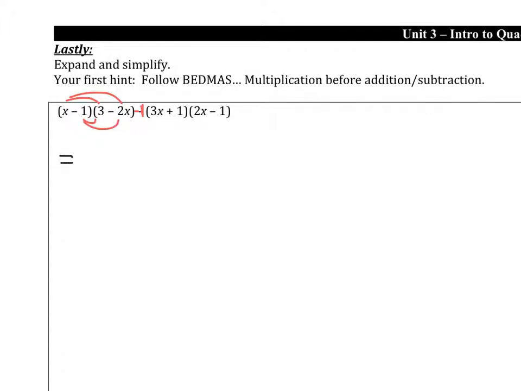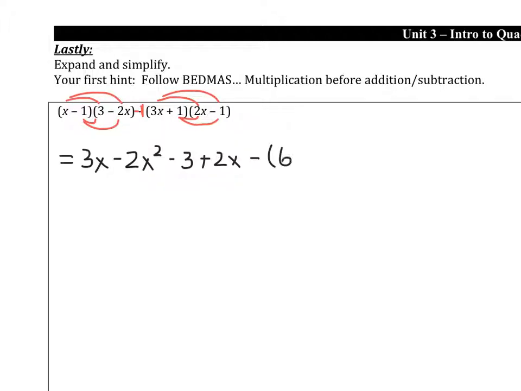So I have x times 3 is 3x. X times negative 2x is negative 2x squared. Negative 1 times 3 is negative 3, and negative 1 times negative 2x is positive 2x. Notice here the terms weren't in the same order, so it looks a little different when you actually expand, but that's okay. Then I'm going to write minus. Now I have to open up a bracket because I have to distribute this negative 1 in later on. For now, I'm going to apply FOIL, and that's going to stay inside of our bracket.